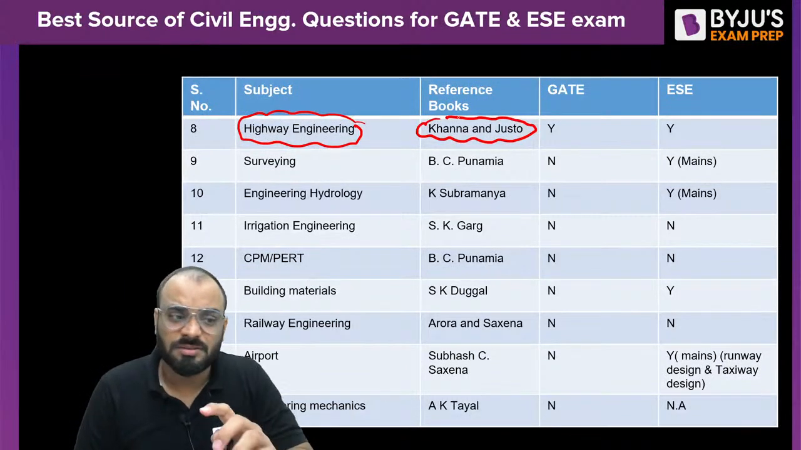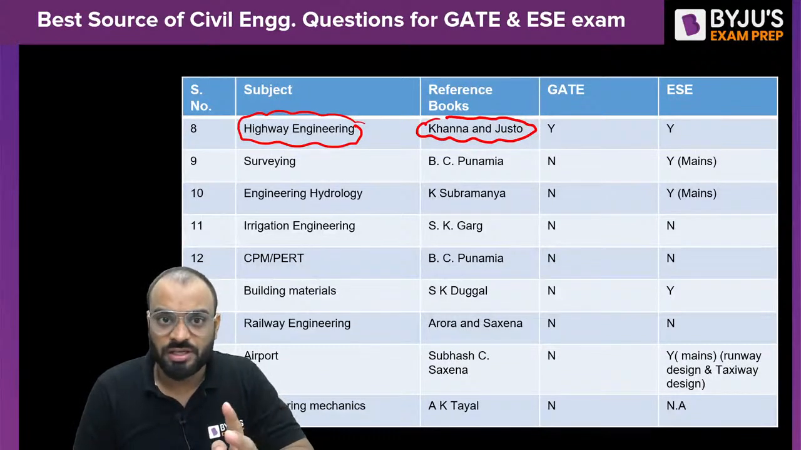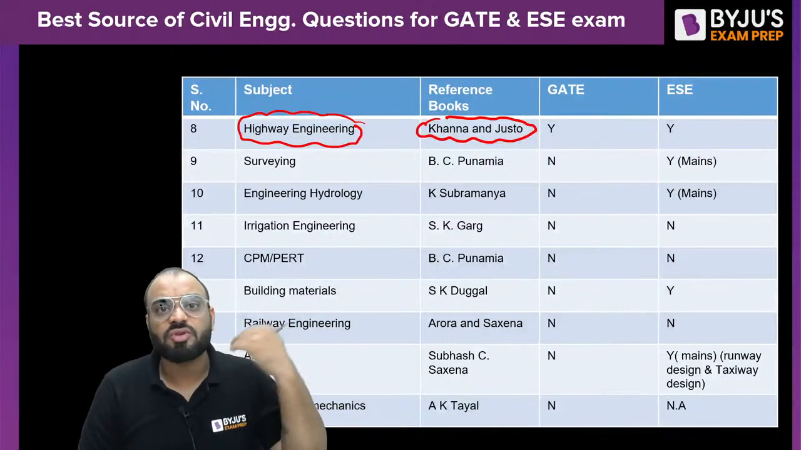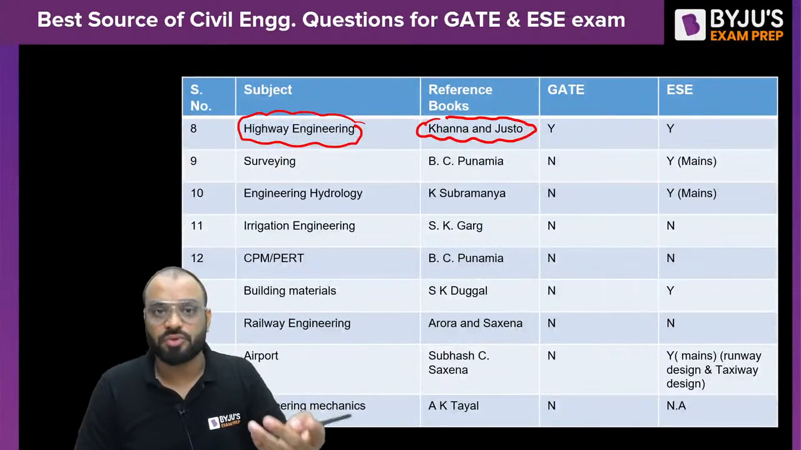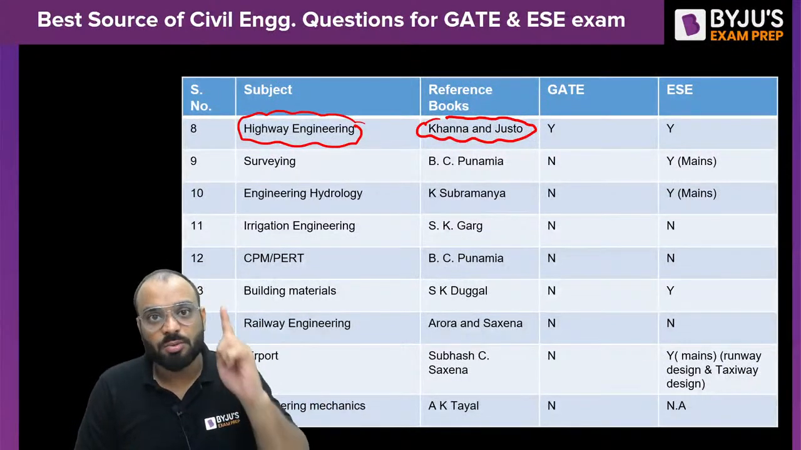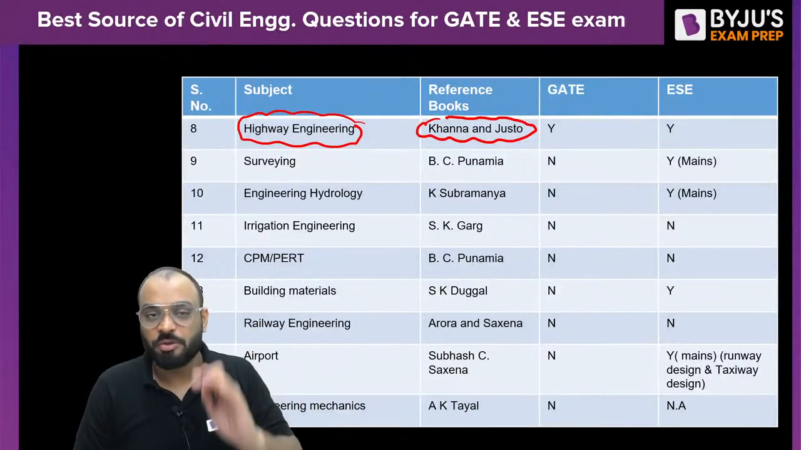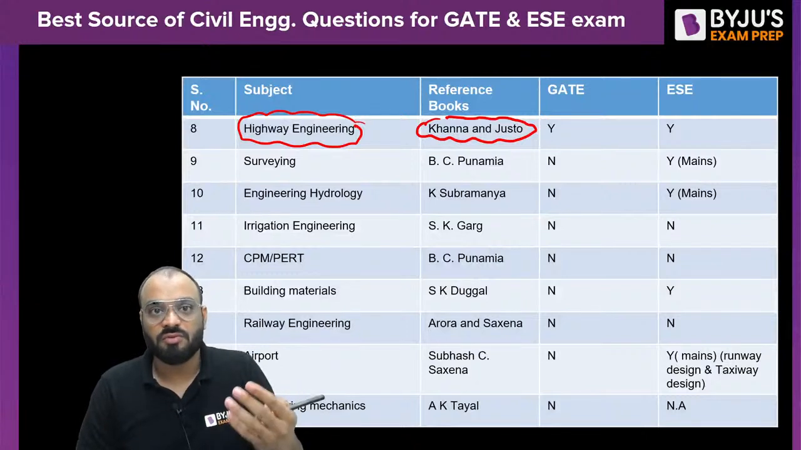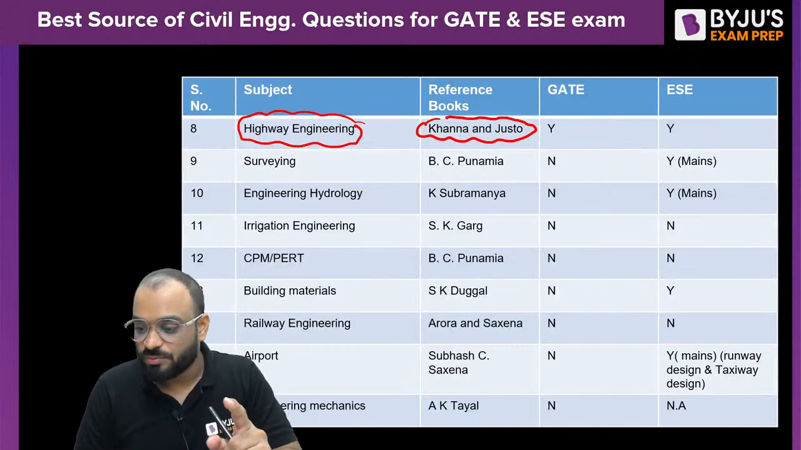And try to use the solved numericals only. Do not go with the unsolved numericals, because if you try to solve the unsolved numericals, guys, it will take a lot of time. Okay, so first prefer to complete the solved numericals, in which the solution is already there, so that you can match your solution and see whether you are going wrong or right. Okay, so please try to follow.